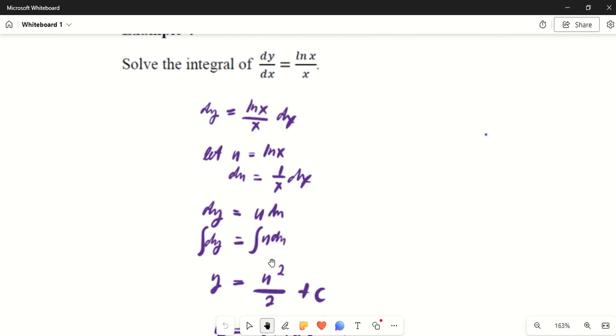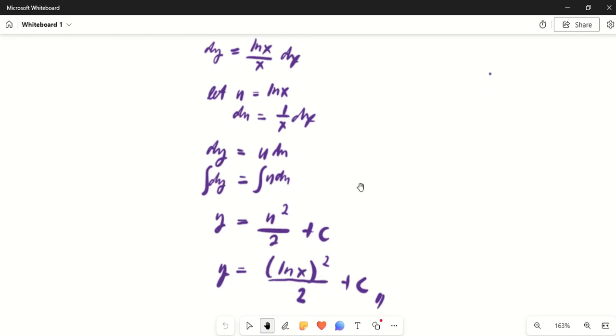Again, applying basic integration techniques, you'll be having integral of dy is equal to the integral of u du, and that will give you y is equal to u squared all over 2 plus the arbitrary constant. You replace your u with the original expression, that is ln of x. So therefore, your final answer will be the quantity of ln of x raised to the second power all over 2 plus the arbitrary constant. So that's how you're going to use integration by substitution.